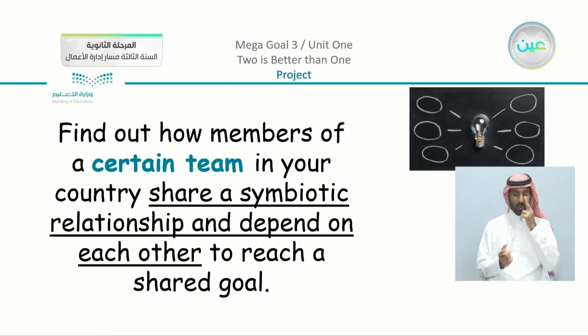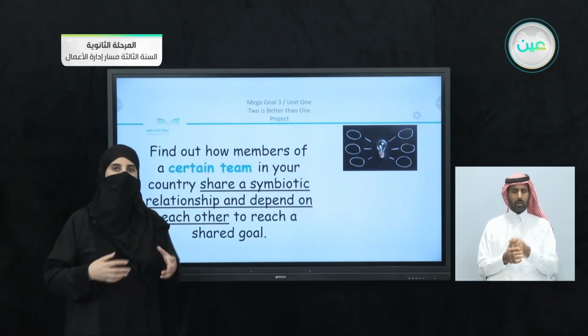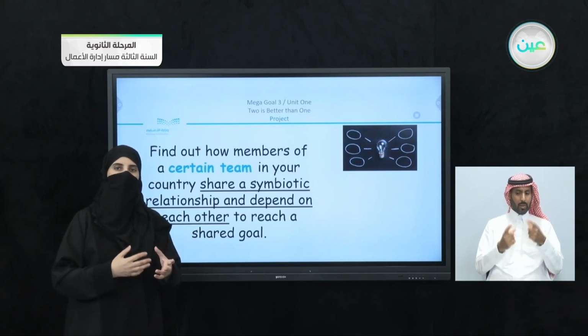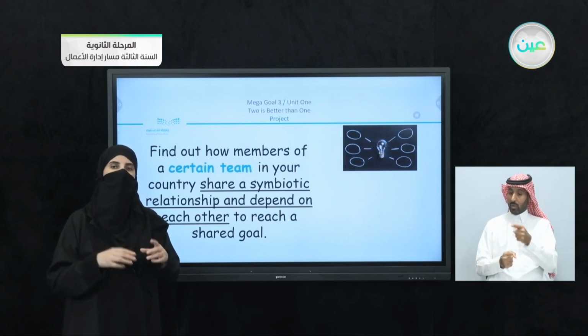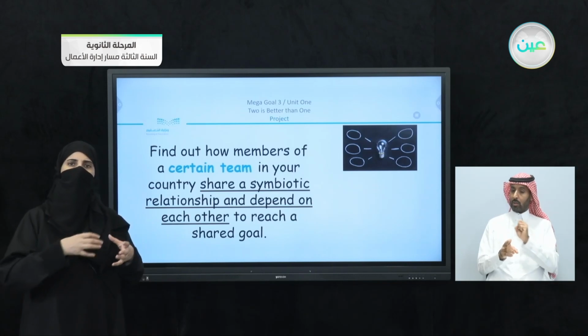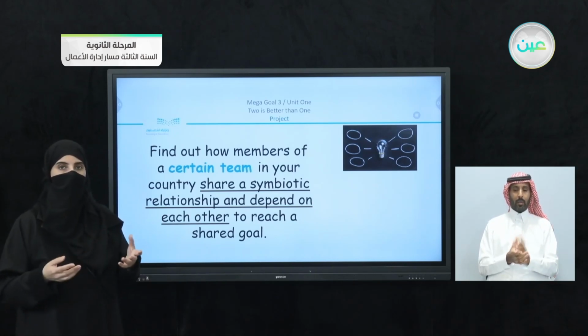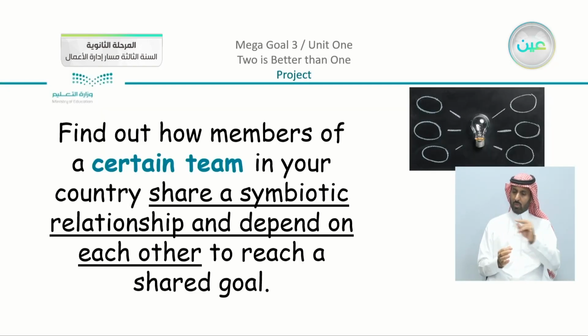Now find out how members of a certain team in your country share a symbiotic relationship and depend on each other to reach a shared goal. So here, this is your starting point here, to think together as a group. Now you are going to just divide the tasks between you, but before you are going to think together and agree on a specific team. Now, not any kind of team. This team, it has to have a symbiotic relationship between them.